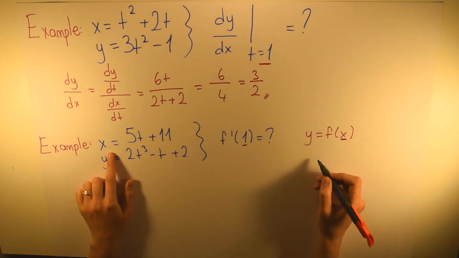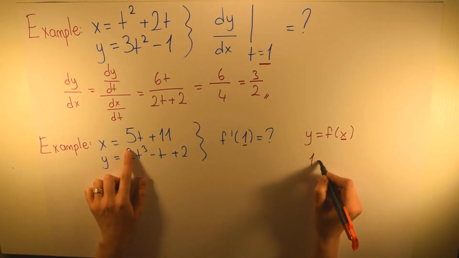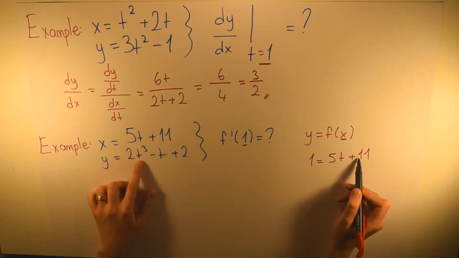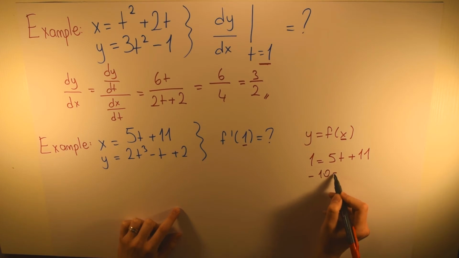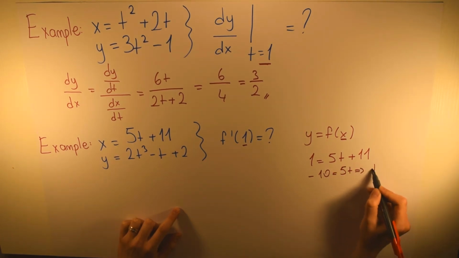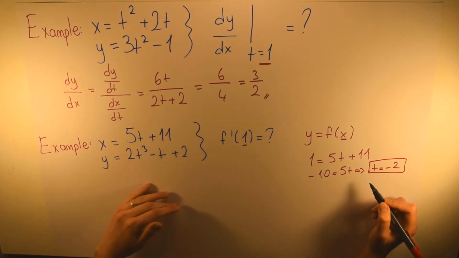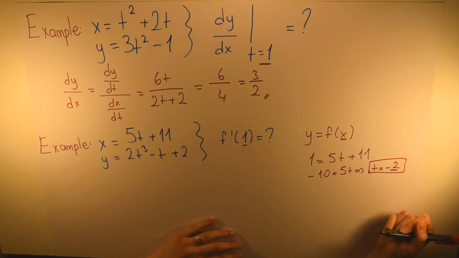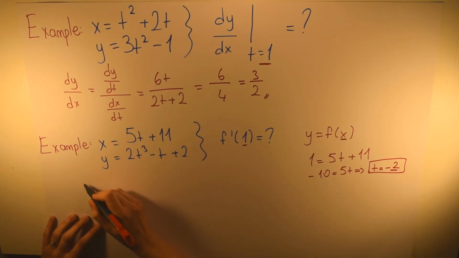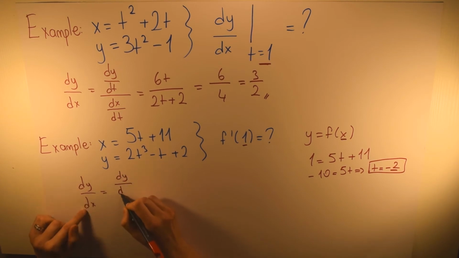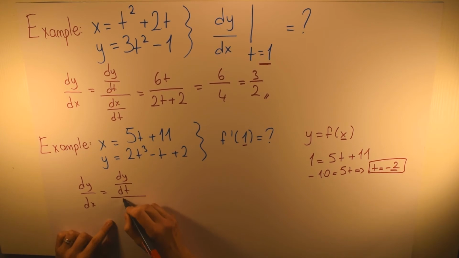So let's do that. When I make this equal to 1, so 1 is equal to 5t plus 11. When I put this 11 to the other side, I will get minus 10, which is equal to 5t, and from here t is equal to minus 2. Now after finding its derivative, I can put this value instead of t. So let's do that. This will be dy over dx, so this is dy over dt over dx over dt, which is equal to here.